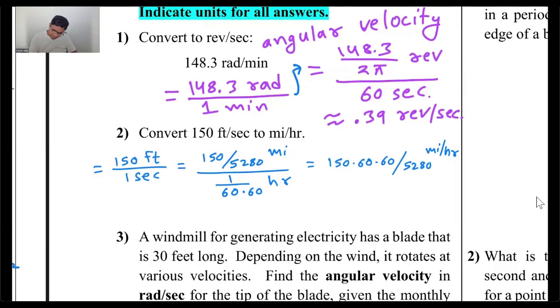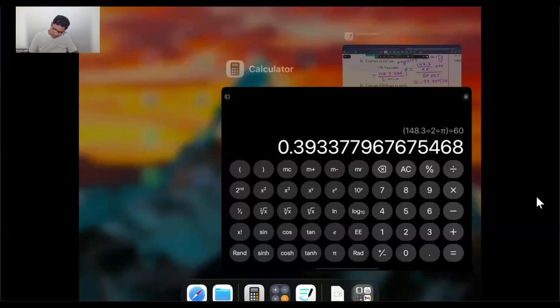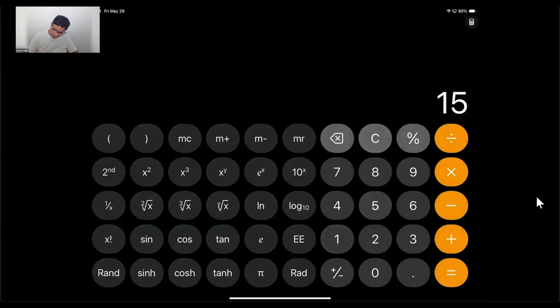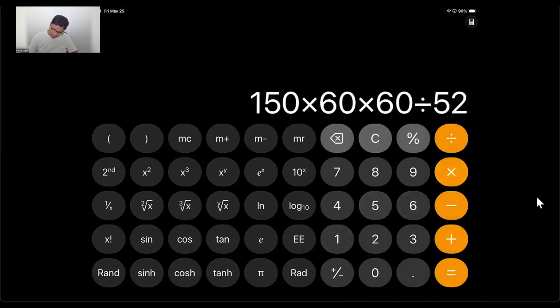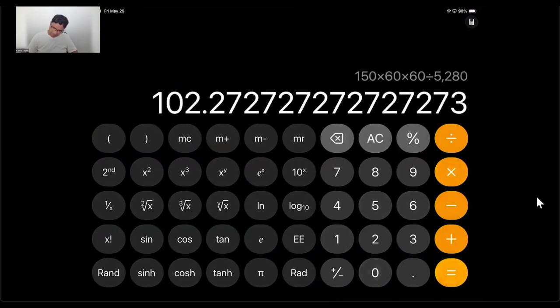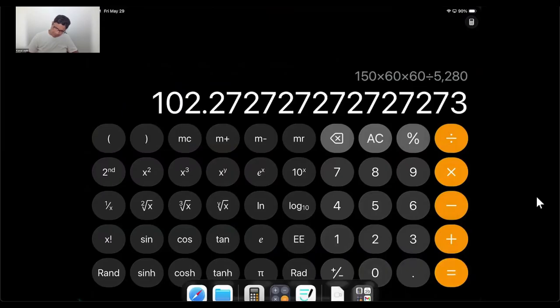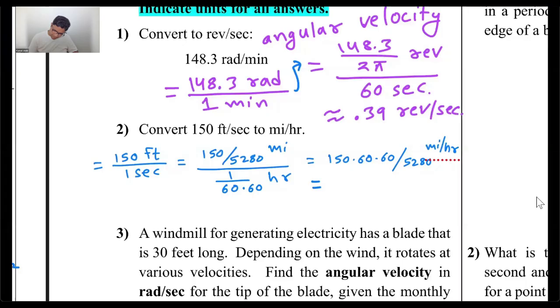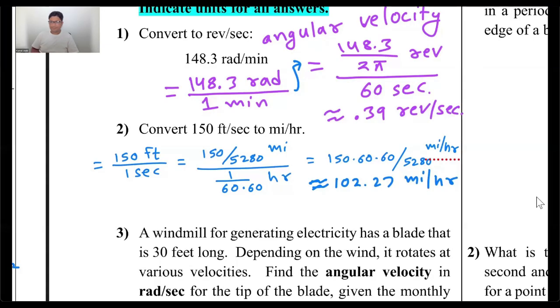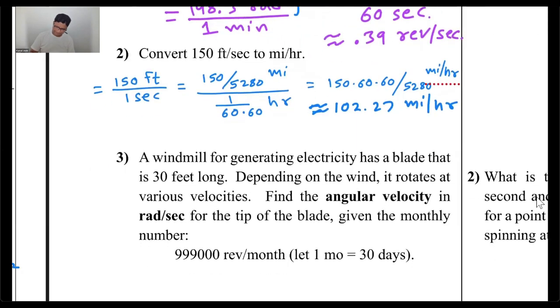Okay, now put that in a calculator. 150 times 60 times 60 divided by 5280. 102.2727. Okay, so approximately 102.27 miles per hour.